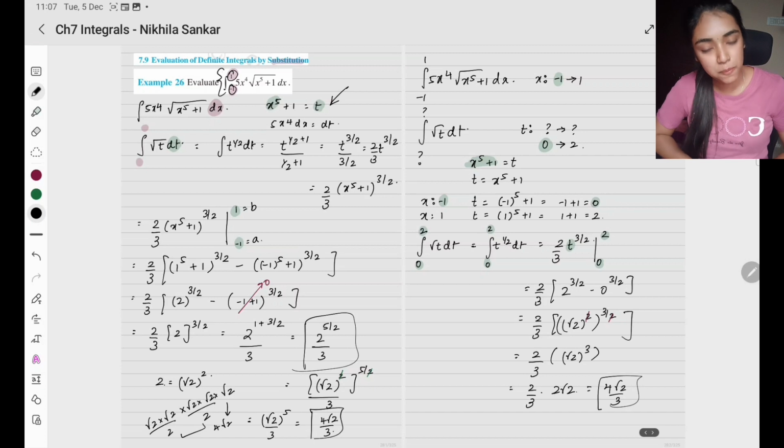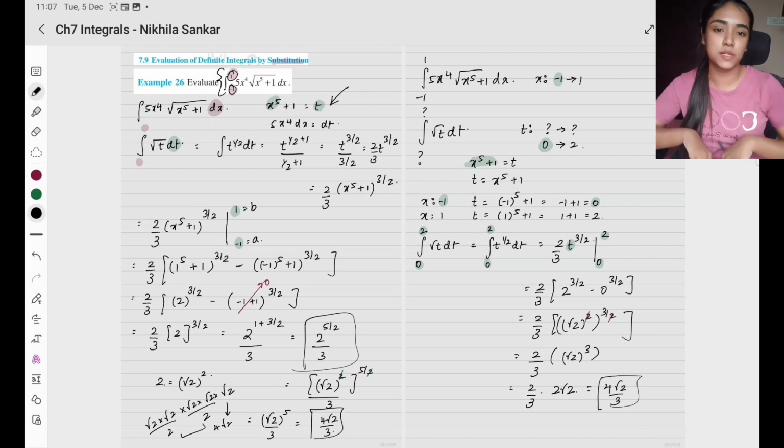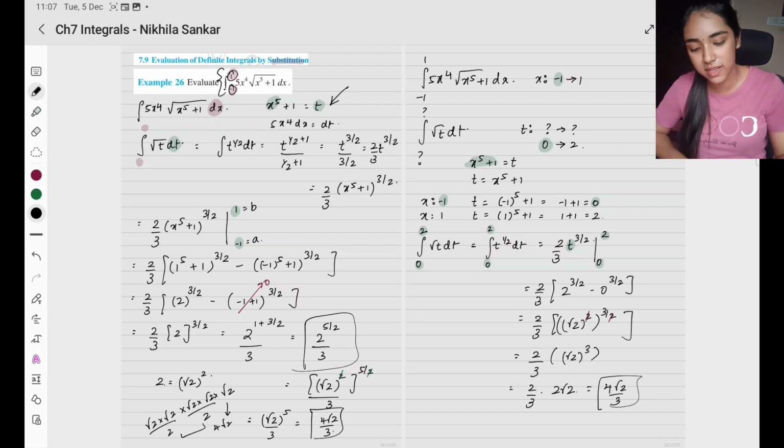Okay. This will be even simpler. For other questions, you will see that when you change the limit also, it becomes much simpler. Okay. If you change the limit, it becomes even easier.